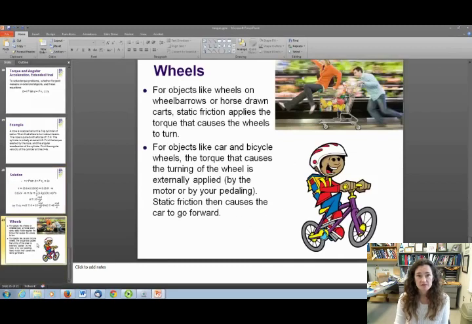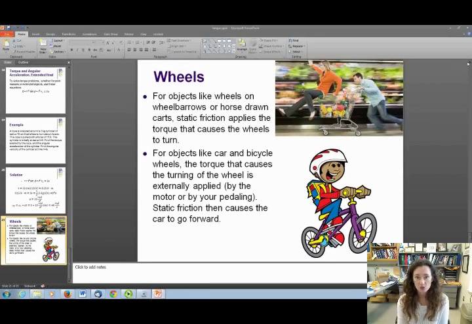Now, we're going to keep working on more examples with torque, so no fear. One of the examples that we're going to do in class is about wheels and the torque about a wheel. I'm not going to talk too much about it at this time, but I do want to say that for objects like wheels on wheelbarrows or horse-drawn carts, for example, here I have a shopping cart. It's not a horse, but close enough. It's a cart that's being pushed. What's causing the torque to turn that wheel is the static friction between the wheel and the ground.